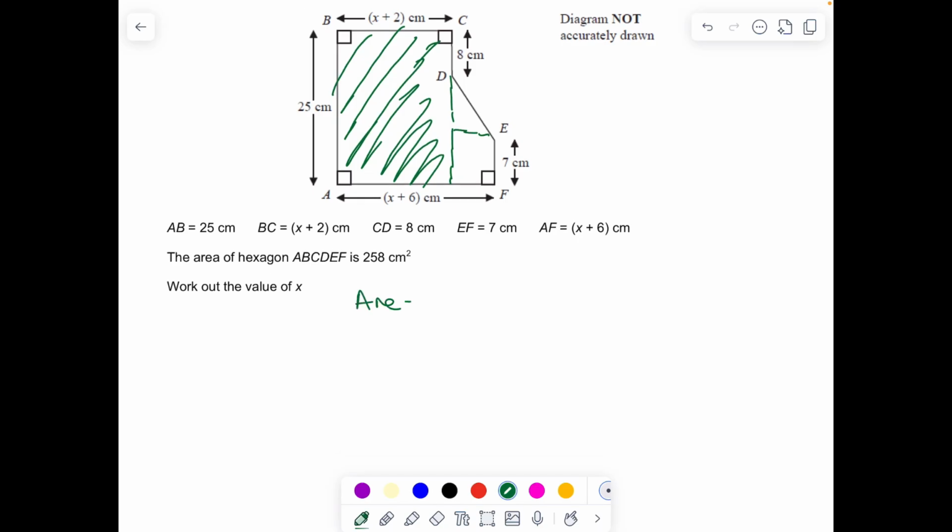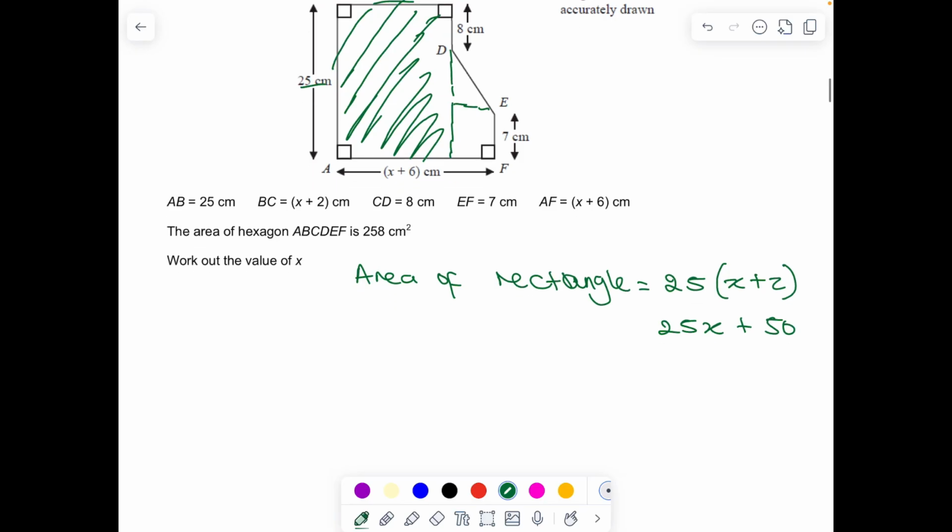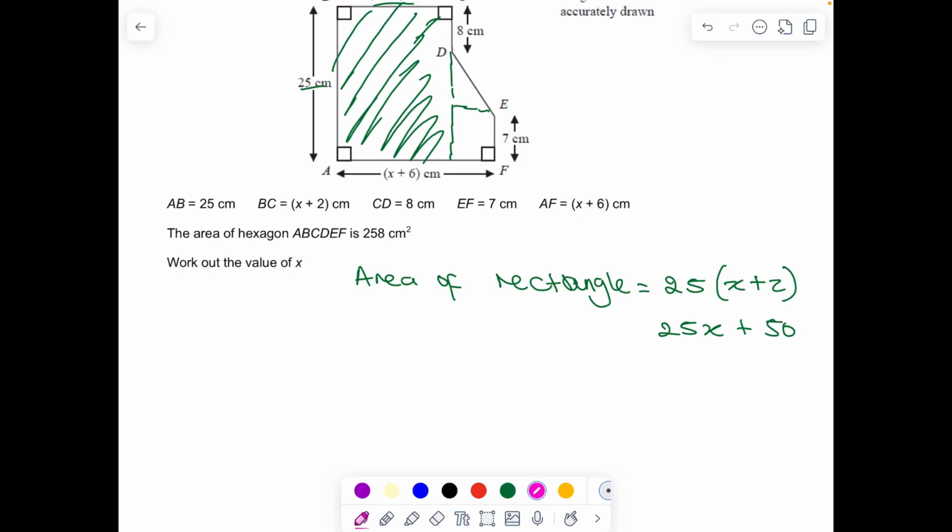So area of rectangle is 25 times x plus 2. So 25 times x plus 2. And we can expand those brackets. And that gives us 25 times x, which is 25x, plus 25 times 2, which is 50. So that one's done. Then we need to find the area of this rectangle.